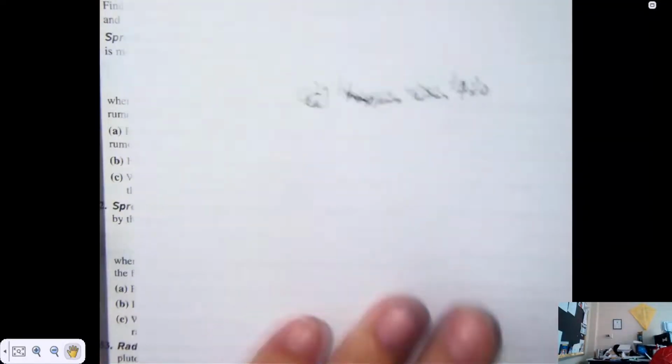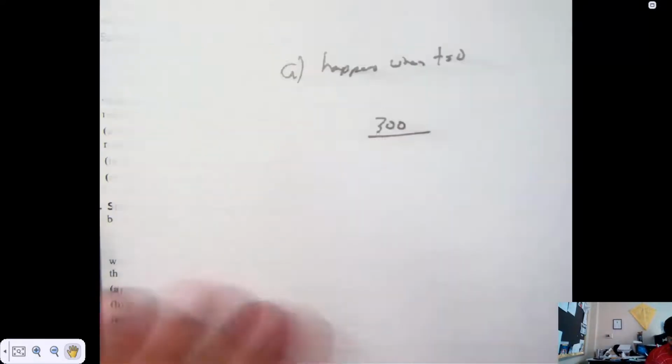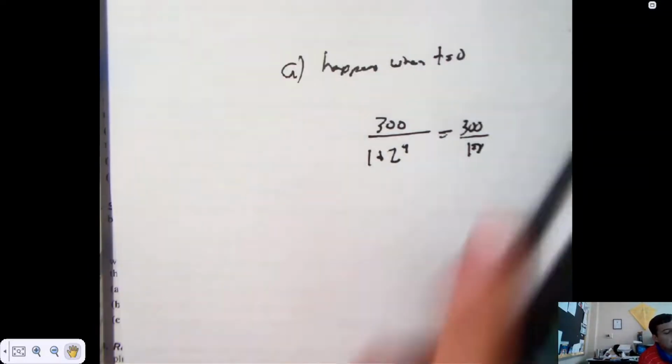The idea here, on part A, is this happens probably when time is 0. Would make sense to me. The very first people, maybe. All right, and if not, we'll have to do a little calculus, but this will probably give us the answer. So we have 300 over 1 plus 2 to the 4th, which I don't think is actually going to work. Let's do the 4th, 16? No, so this is actually 300 over 17. Actually, that'll give us the answer we're looking for.